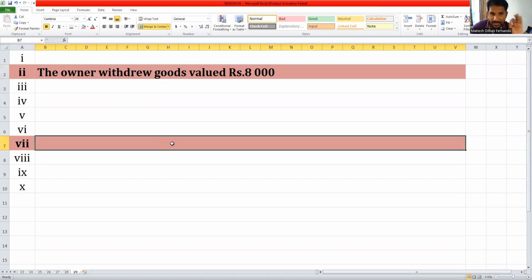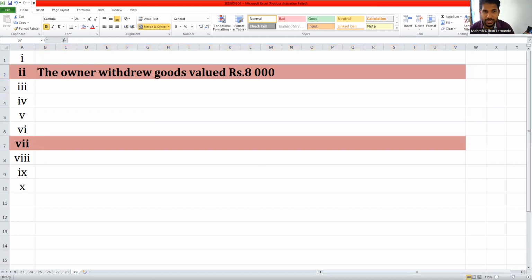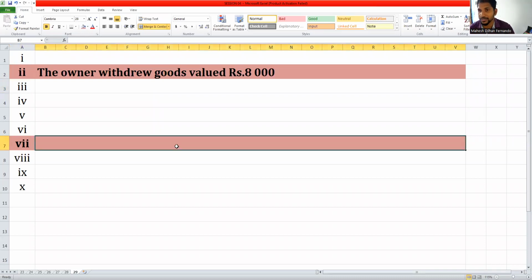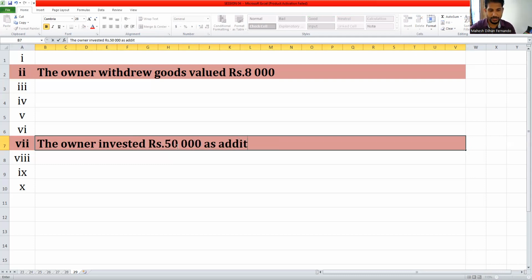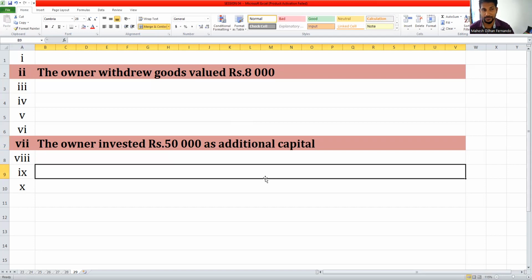Okay. Number 7. What has happened there? Cash plus 50, capital plus 50. You can give me the description for transaction number 7. Anybody in the class? What is transaction 7? The owner invested rupees 50,000 as additional capital. That is how you describe it.